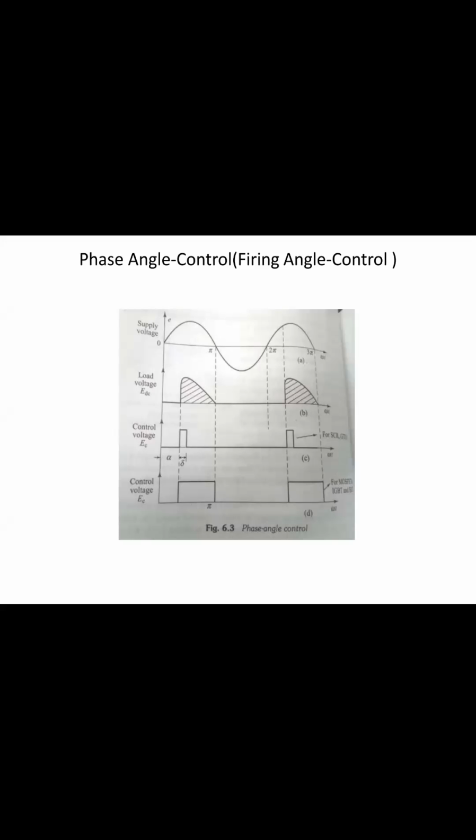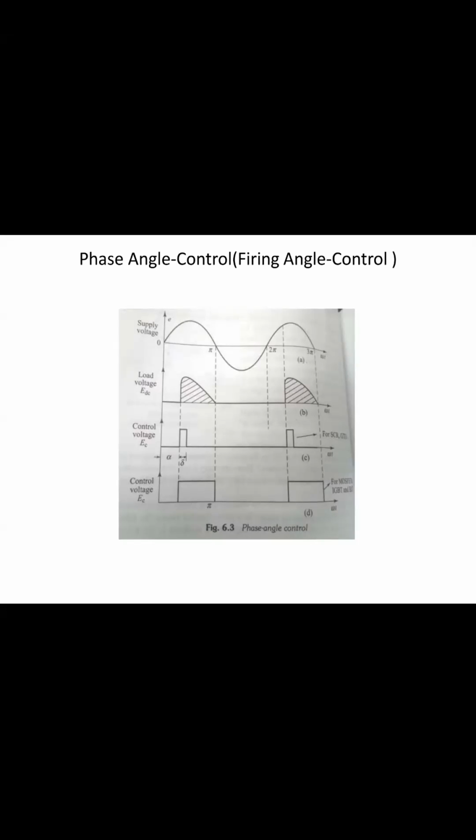The control voltage EC is the pulses that we are given. Pulses will be given when the switching device is going to be an SCR or GTO. Next we have the control voltage EC for MOSFETs, BJT as well as IGBT. You can see where the pulse is given. This is the waveform that was taken previously.